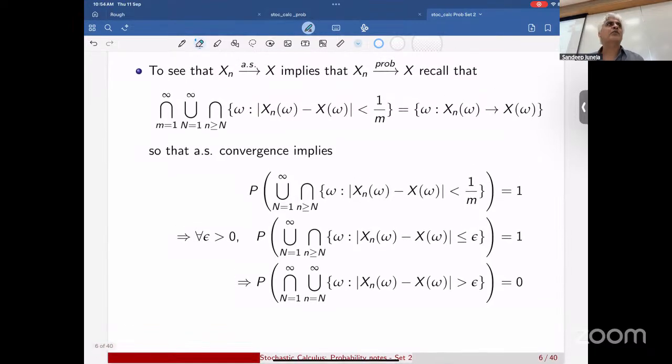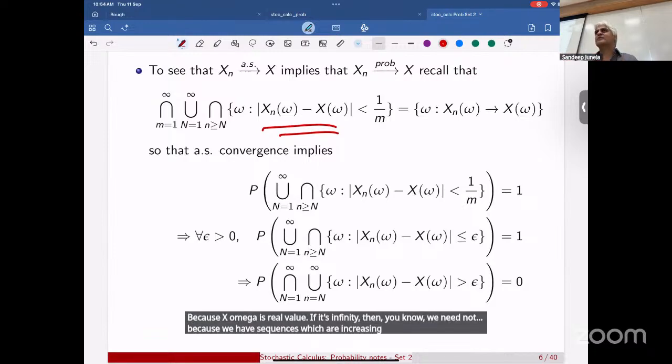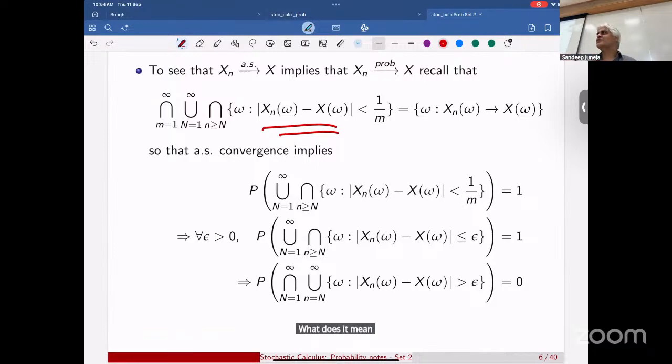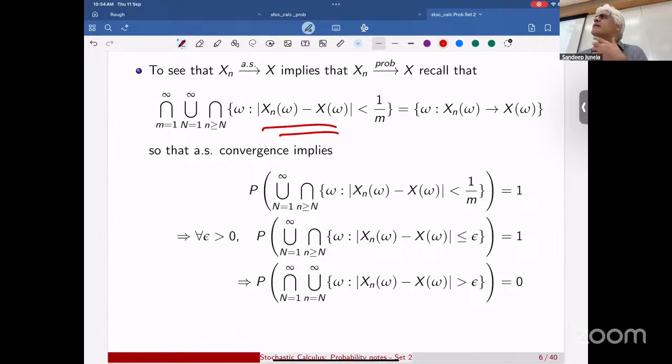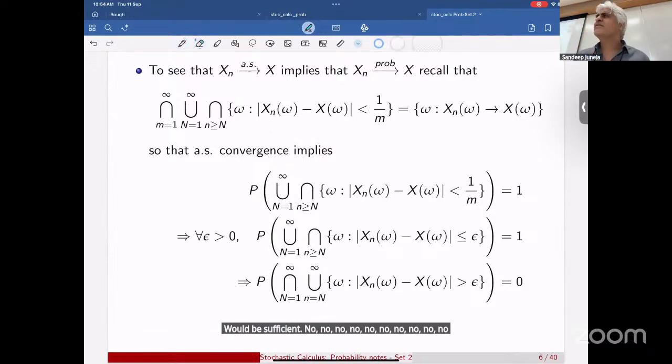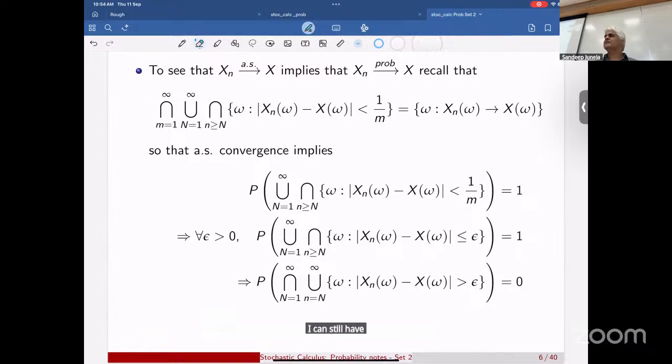Right. No, but his point here is very valid, that all of this makes sense because X of omega is real valued. If it's infinity, then we have sequences which are increasing, but they're not epsilon close to infinity. What does it mean for something to be epsilon close to infinity? Should be sufficient. No. It's a different issue altogether. Just because the measure is finite, I can still have X of omega equal to plus infinity, and X_n of omega rising up to plus infinity. And this argument will not fit in there.